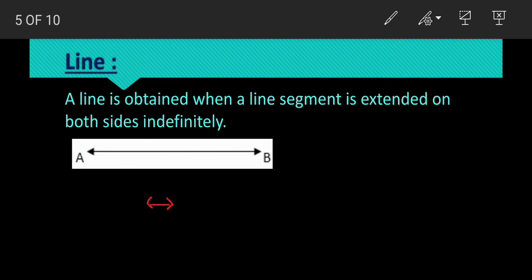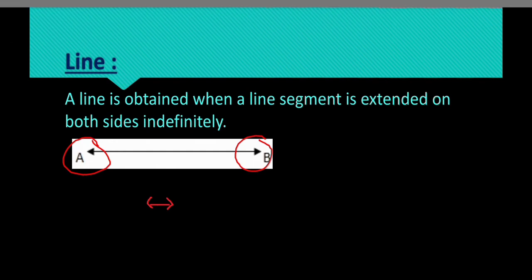Look at this one. Here I have extended the points A and B on both sides. Look at the arrows. The arrows represent that it has no endpoint. It moves endlessly in both directions. So we can say that this is a line. A line segment having no endpoint is known as a line.